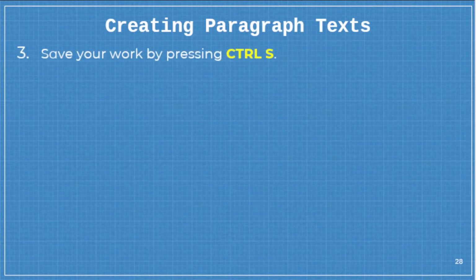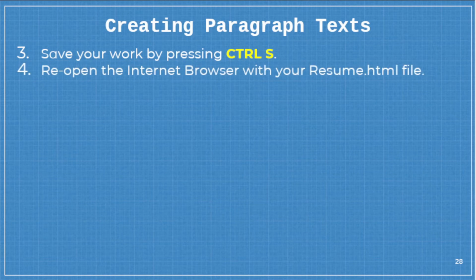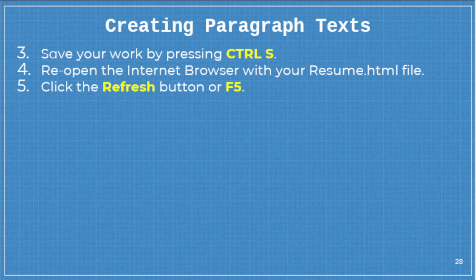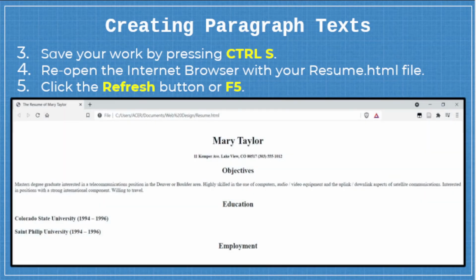Hit that Control S or click File, Save. By now you're getting the pattern. Save your work. Go back to your browser where your resume is, and click refresh or hit that F5 button on your keyboard. And this is now what you see, right? You have typed the objectives there below the title. Are you seeing this?